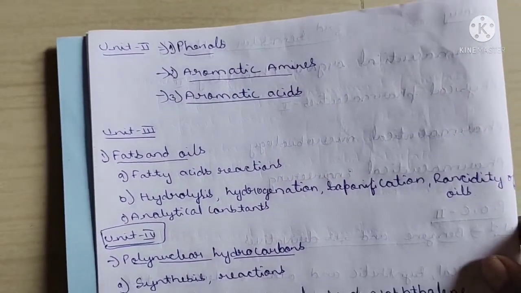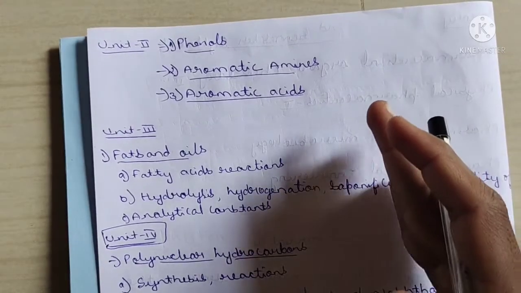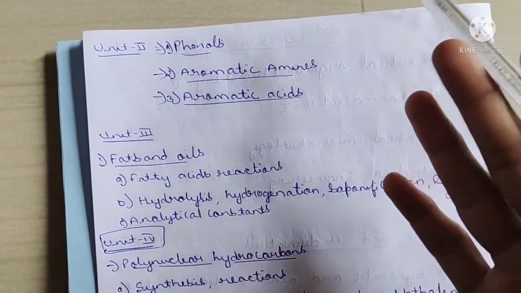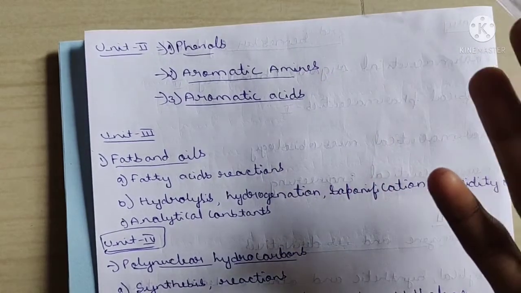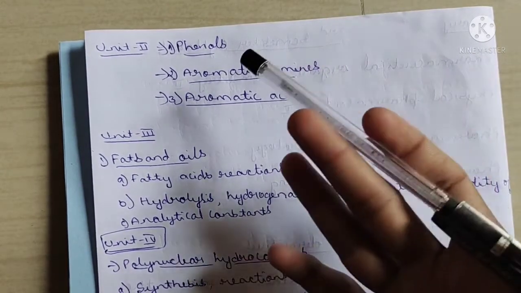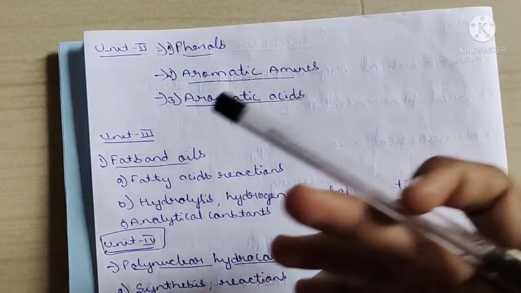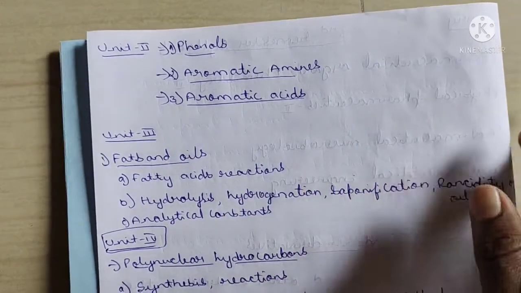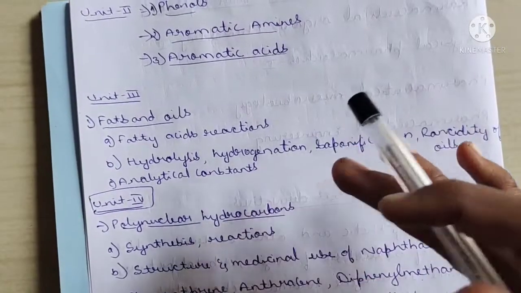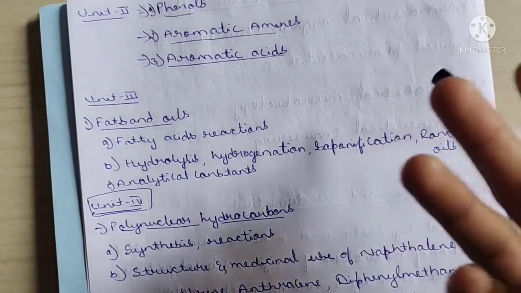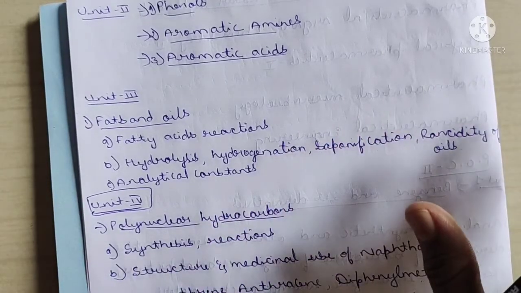Here we will discuss phenols, aromatic amines and aromatic acids. In phenols, we will discuss acidity, acidic character and physical properties. Then aromatic amines: acidity and basicity. In aromatic acids we will define them, and read some of the structures, the diagrammatic views and orientations. Easy concepts are there.